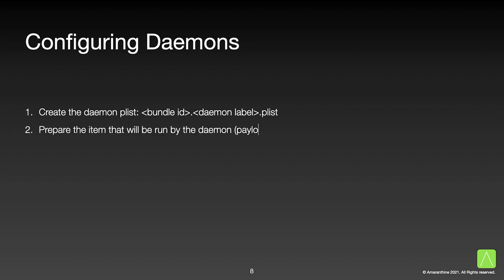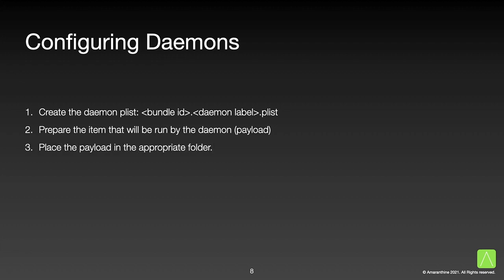Creating a daemon is very easy. First, we start off by creating the plist file that contains the information about the daemon. It's typically in the bundle id.daemonlabel.plist name format. Then, we prepare the item that will be run by the daemon, which we will refer to as the payload. This could be a script, it could be an application, or it could be just a simple command that needs to be executed.